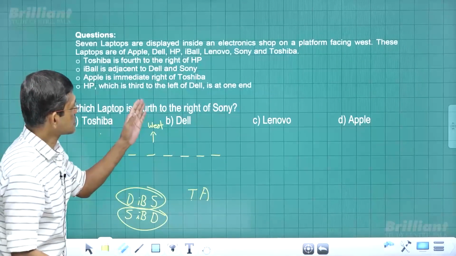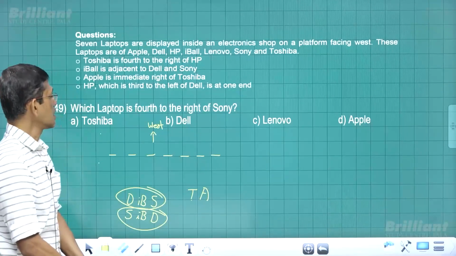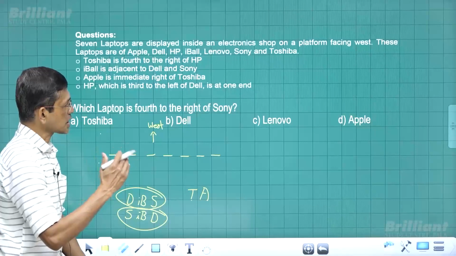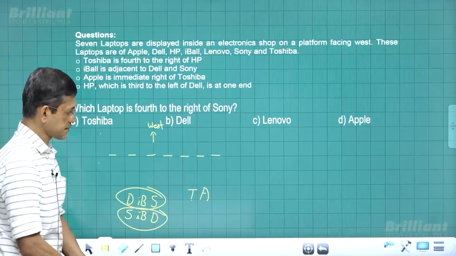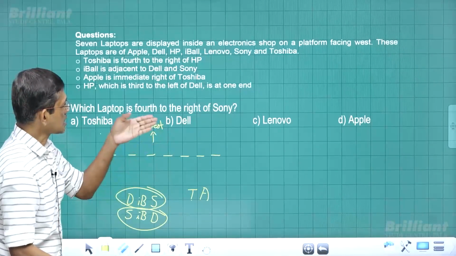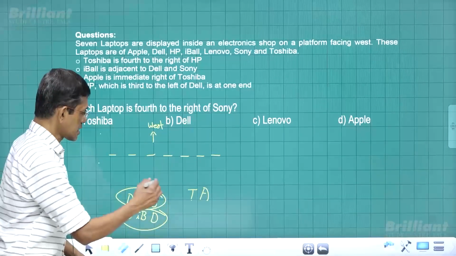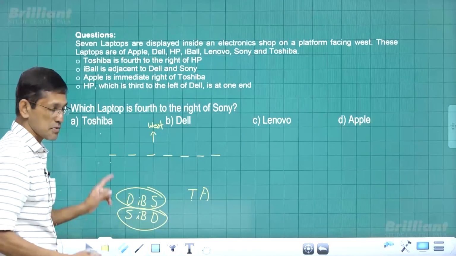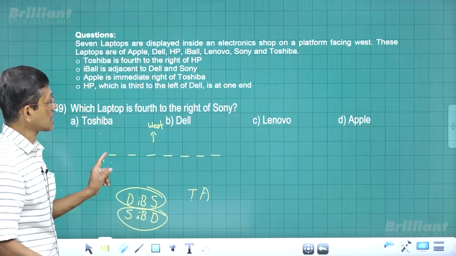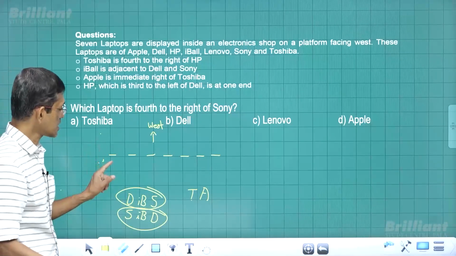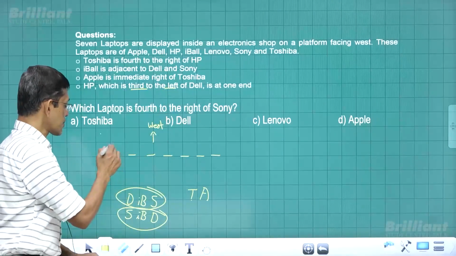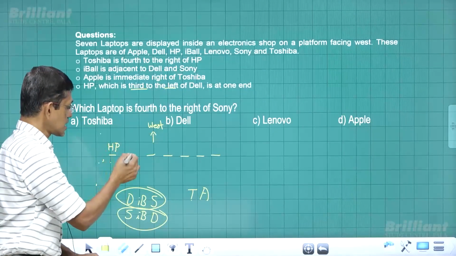And HP, which is third to the left of Dell, is at one end. So HP must be third to the left of Dell, and HP is at one end. If HP is at the left end, think about it, HP must be third to the left of Dell. So if HP is here, it is third to the left of Dell.